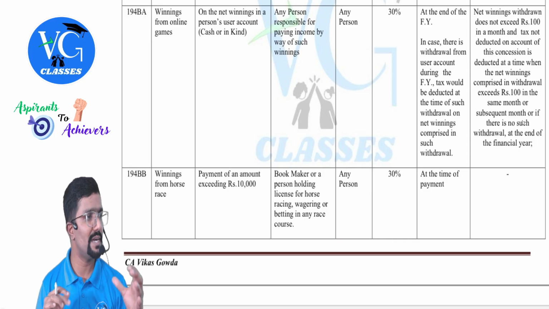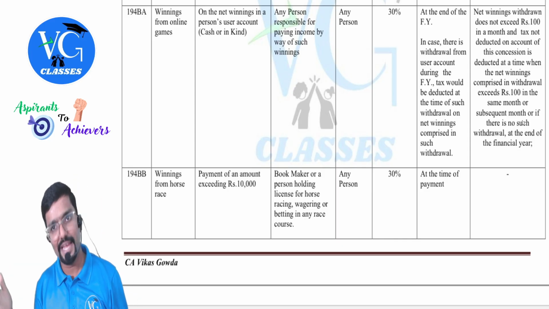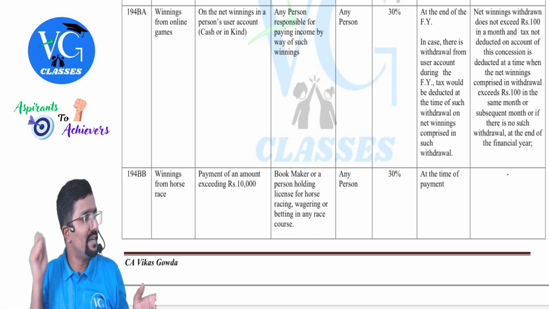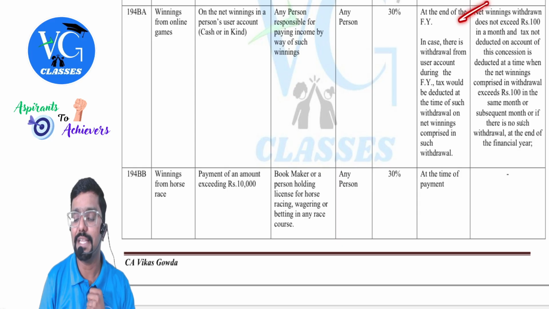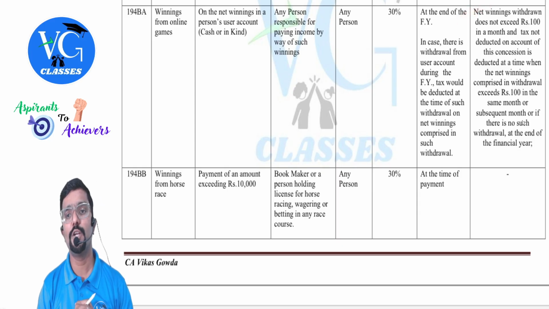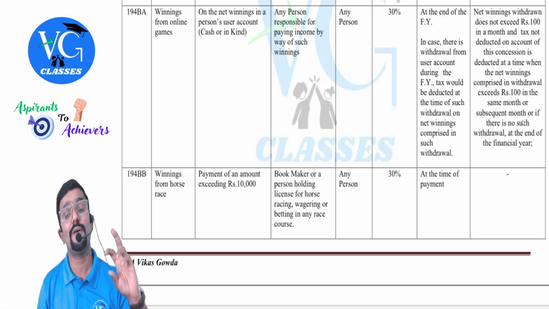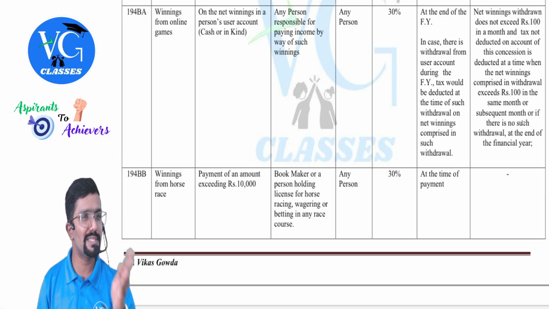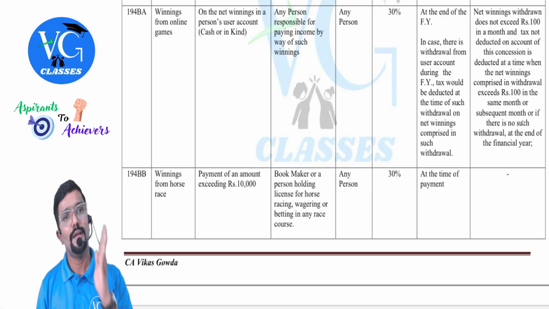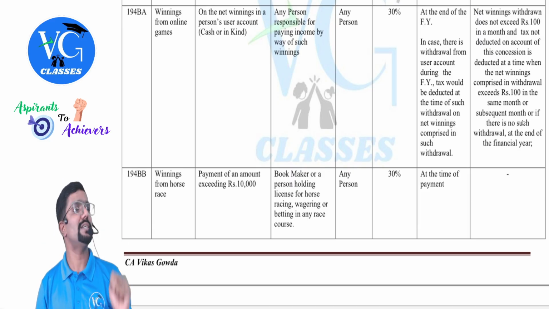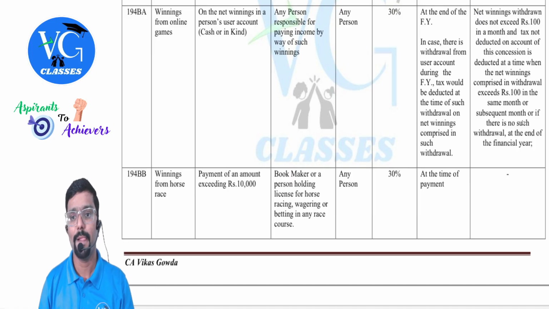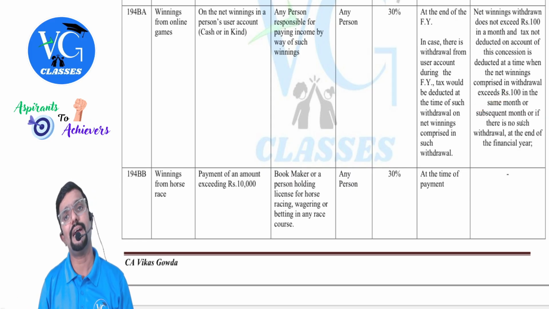If the amount withdrawn is less than 100, no TDS. But if you withdraw again later, then on the cumulative amount, TDS would be deducted. Let me read that last column. Net winnings withdrawn does not exceed 100 in a month, and tax not deducted on account of this concession is deducted at the time when the net winnings comprised in a withdrawal exceed 100. So if you withdraw less than 100 in a month, we will not deduct TDS. But next time when you withdraw, including that amount, TDS would be deducted. In the same month or in a subsequent month, if there is no such withdrawal, then at the end of the year, that is in the month of March, guys.